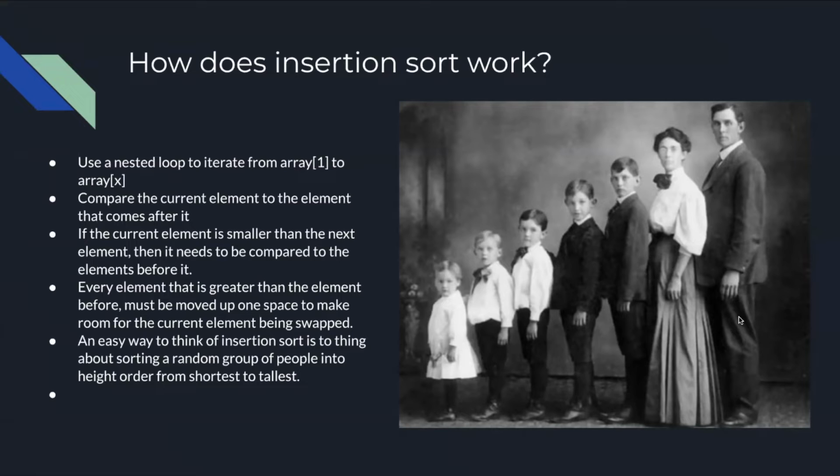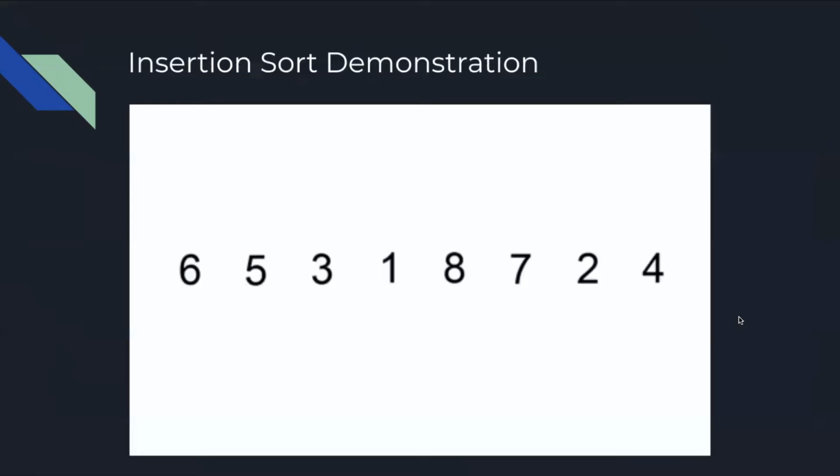An easy way to think about insertion sort is to think about sorting a random group of people into height order from shortest to tallest. So if these people were scrambled to your right, a great way to think about it was just putting them back in order and just pushing each person down the list until they're in order from smallest to tallest. Here's a short demonstration.